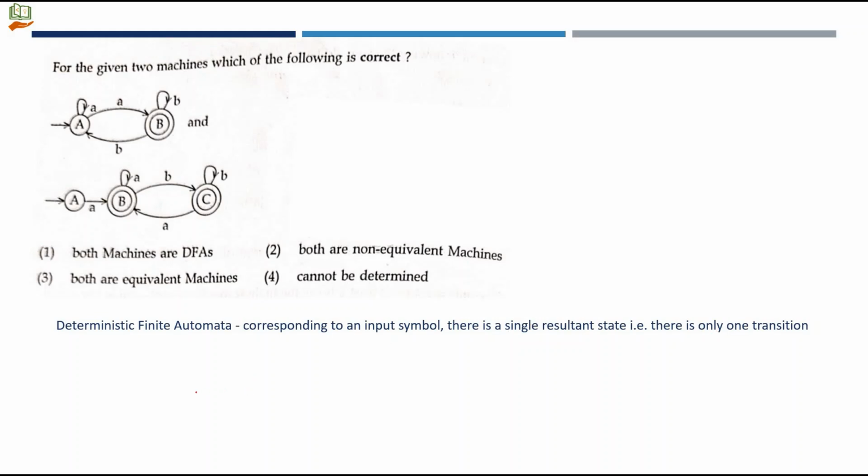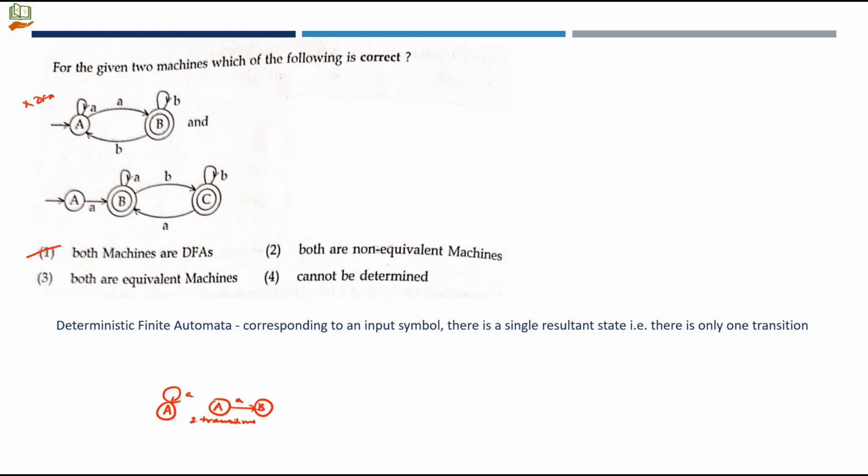Let's check for the first machine. For state A, only one transition with small a should be there. We have a self loop with input small a. Similarly, we are moving to B for the same input small a. There are actually two transitions, which contradicts the rule of deterministic finite automata. So this is not a DFA. When we know that this is not a DFA, we can say that both machines being DFA is not going to be the answer.